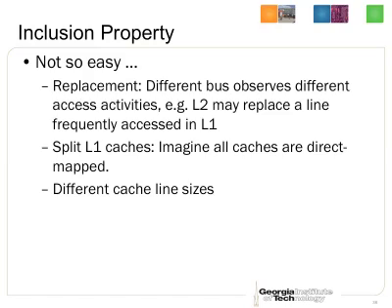However, this inclusion property is not easy to implement. There are many challenges, for example, the replacement. Different buses observe different access activities. For example, level 2 may replace a line frequently accessed in level 1, especially when the level 2 cache is shared by the instruction cache and data cache. So you may replace a cache line that's frequently accessed by the level 1 cache.